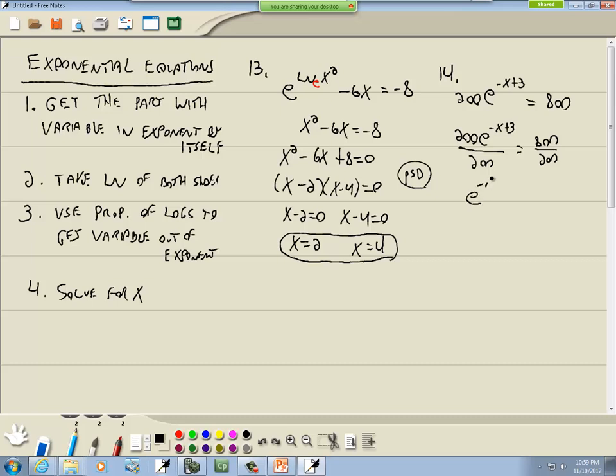So we got e to the negative x plus 3. 800 divided by 200 is 4. Step 2, take ln of both sides. So take natural log of both sides. Step 3 says use properties of logs, get the variable out of the exponent. Remember, this is base e, so the natural log and the e cancel, and just leave your exponent. So you got negative x plus 3 equals natural log of 4. Now I'm solving for x. I'm going to take the negative x to the right side and natural log of 4 to the left. So we got 3 minus natural log of 4 is equal to x. And that's our answer.